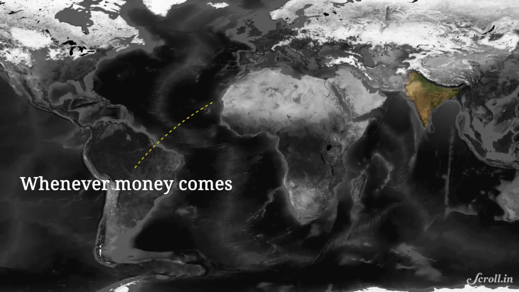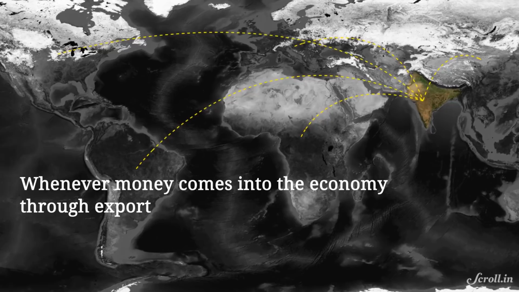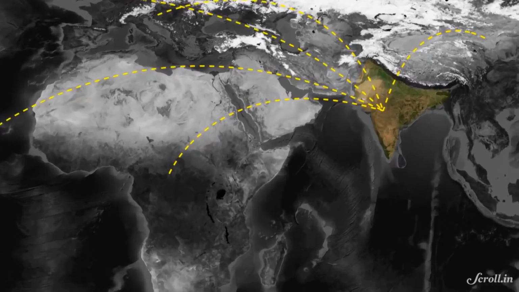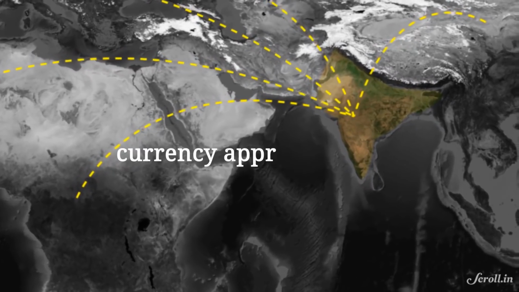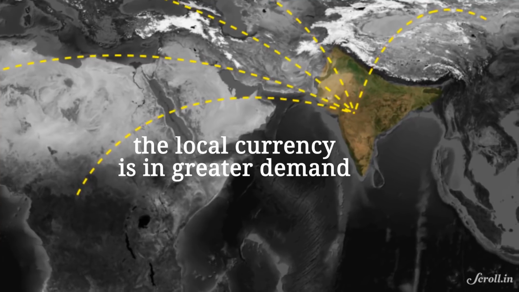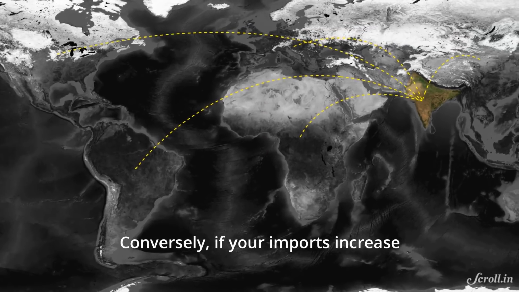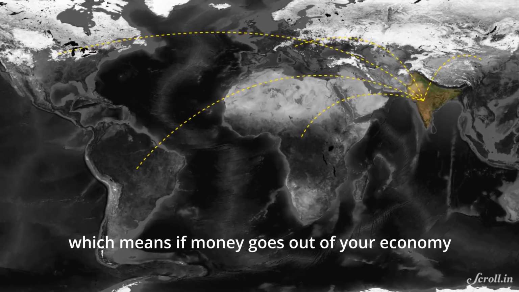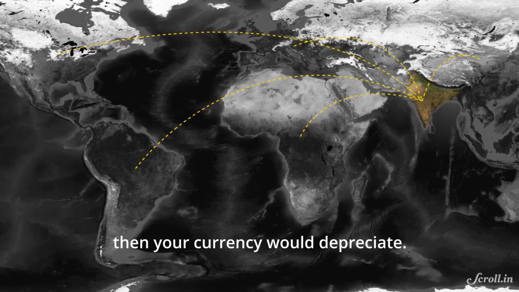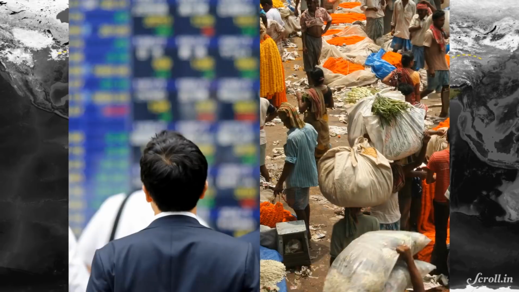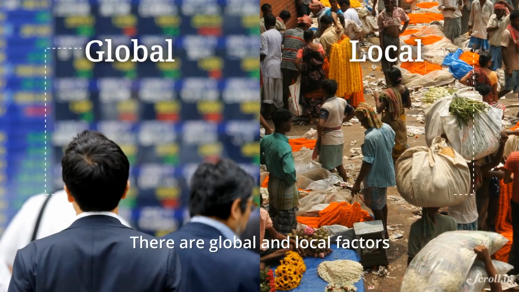Whenever money comes into the economy, through exports or through investments, then the currency of that particular economy appreciates because the local currency is in greater demand. Conversely, if your imports increase, which means if money goes out of your economy to pay for commodities, then your currency would depreciate. There are global and local factors that affect the exchange rate of the rupee.